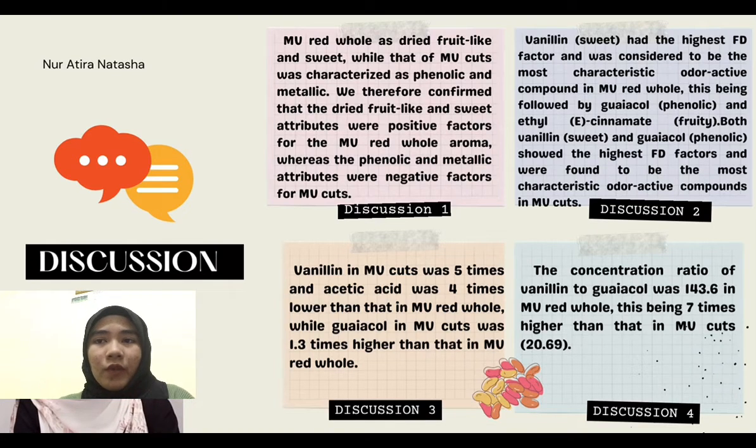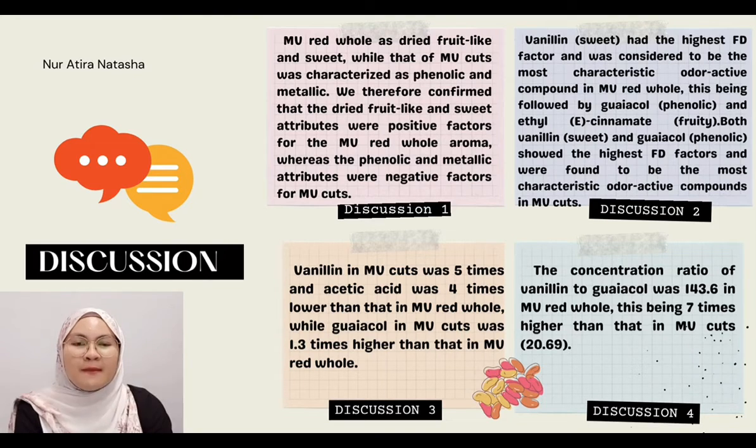This was followed by guaiacol and ethyl cinnamate. Both vanillin and guaiacol showed the highest flavor dilution factors and were found to be the most characteristic odor active compounds in MV cuts. This result indicates that the most odor active compounds such as vanillin, guaiacol, ethyl cinnamate, and damascenone were common to red hold and cut beans.